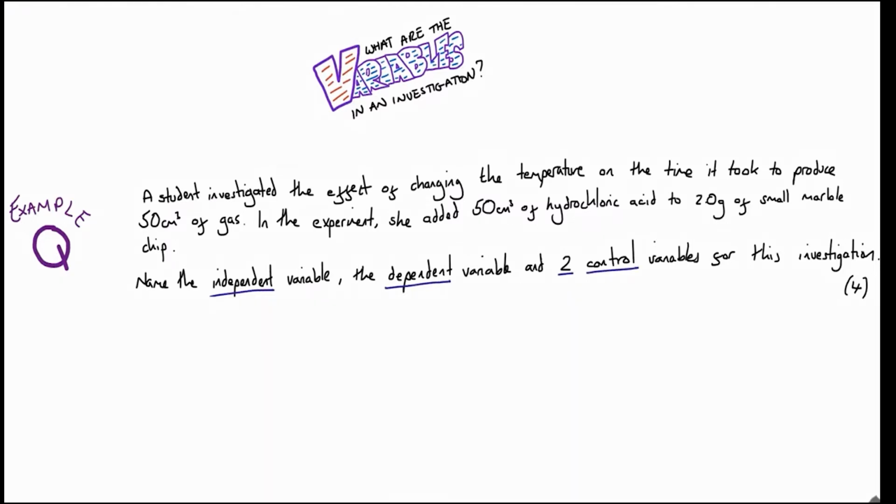So you might look at that and think, well, how do I know that? I've never seen this experiment before. And you might not have done, but you can work it out. So let's go back to the definitions. Independent variable, the thing that changed in the experiment. So what is it we are changing? What is the thing that we are physically altering in the experiment? And it tells you the temperature. So you get 1 mark for figuring that out and writing down that the independent variable is the temperature.